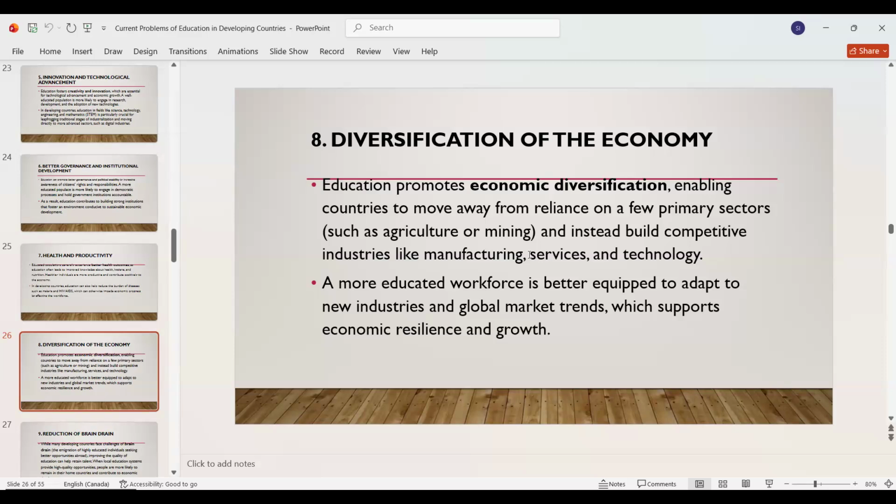Education enables countries to move away from reliance on a few primary sectors such as agriculture or mining, and instead build competitive industries like manufacturing, services, and technology. You all would have noticed, right? When we were born, what was the gold price, and now what is the gold price, right? The gold mines are there in so many countries, so they are becoming rich, right? A more educated workforce is better equipped to adapt to new industries and global market trends, which supports economic resilience and growth.